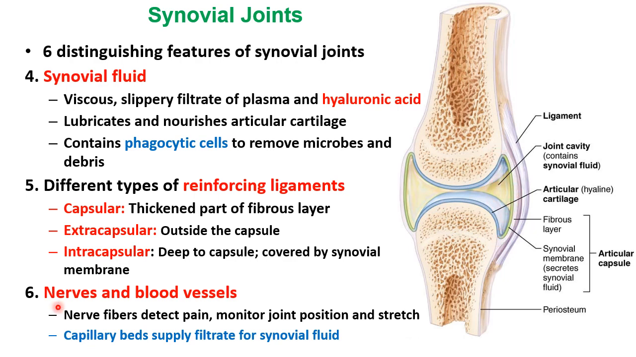Okay. So besides these reinforcing ligaments and the synovial fluid, you also have nerves and blood vessels that are going to be strategically placed close to these joints because they have to give nutrition, and also leakage of the plasma of those blood vessels is part of your synovial fluid.